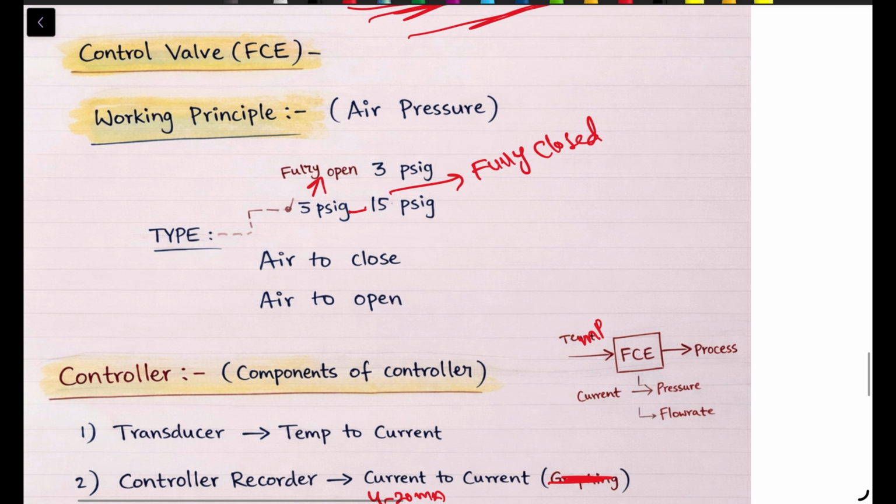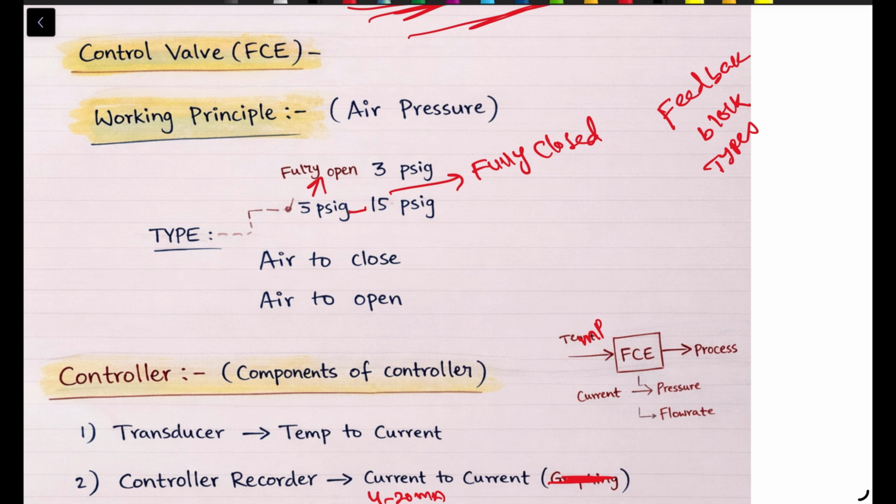So in the previous section, we discussed feedback control completely, then block diagram representation, and types of control problems.